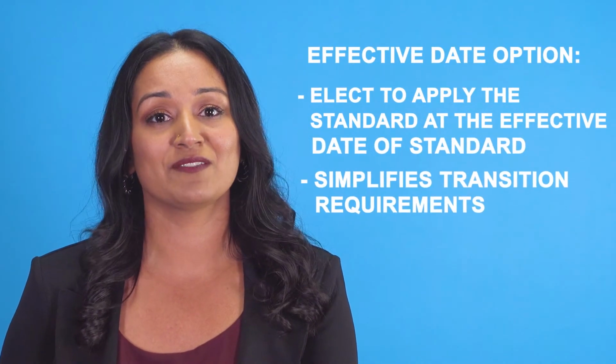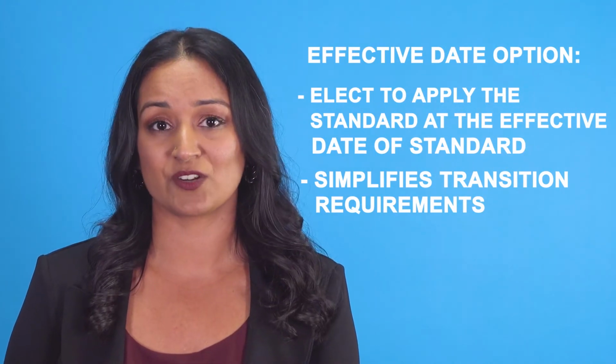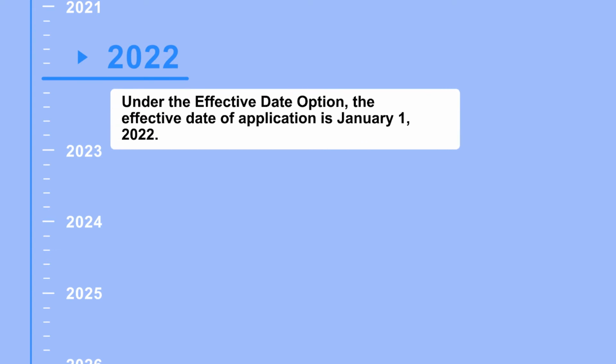2021. Alternatively, under the effective date option, you can elect to apply the standard at the effective date of the standard. So in our example, for the 12/31/2022 year-end company, the effective date of application would be 1/1/2022. Now keep in mind that this also means that the comparative period presented in your financial statement, which in our case is the 2021 year, remains under the previous guidance in ASC 840.